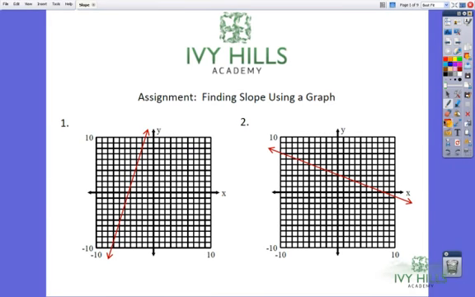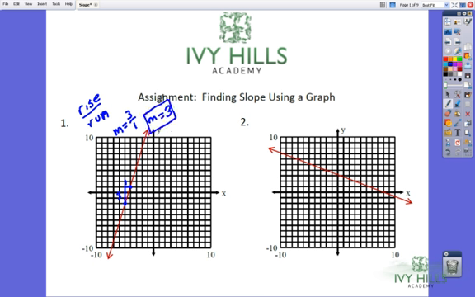Okay, for number one, what you want to do is identify 2 points on the graph and then step off the slope in order to find the slope using the graph. So what I'll do is I'll find a point right here, another point on the graph, which would be right here, going up 3 and over 1. So if slope is rise over run, the slope for number one, which can be indicated by the letter M, is 3 over 1, which is 3.